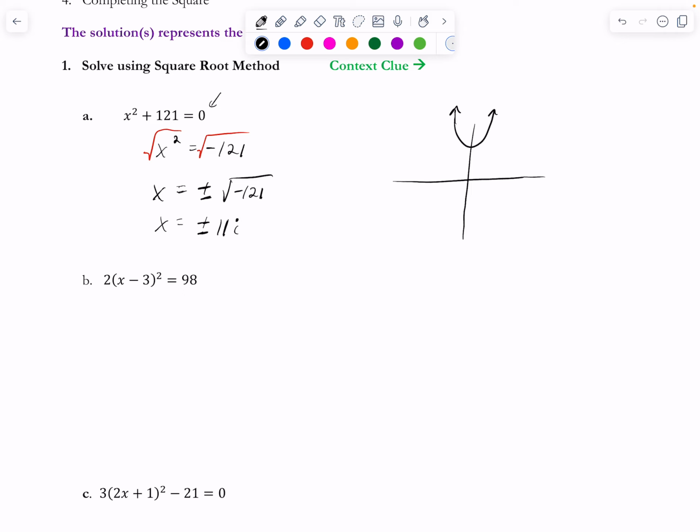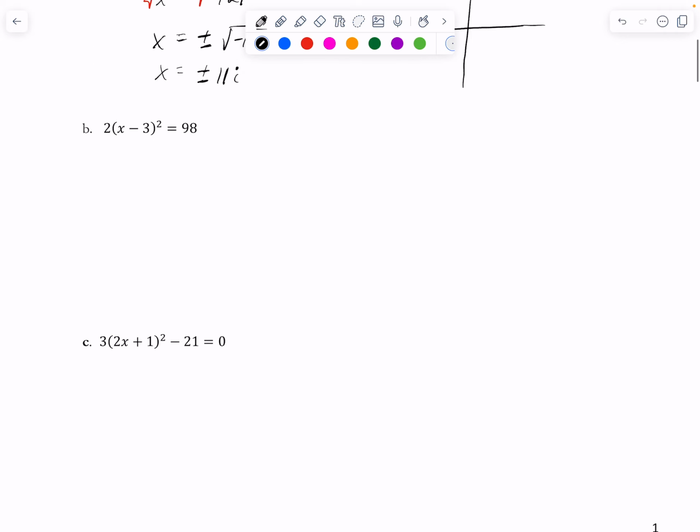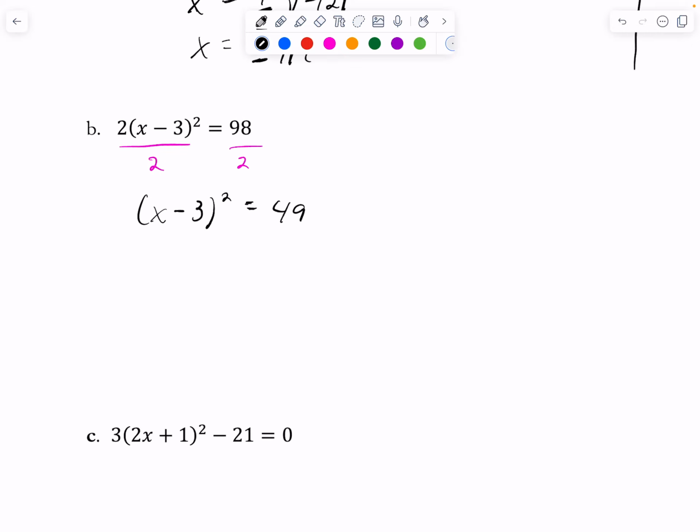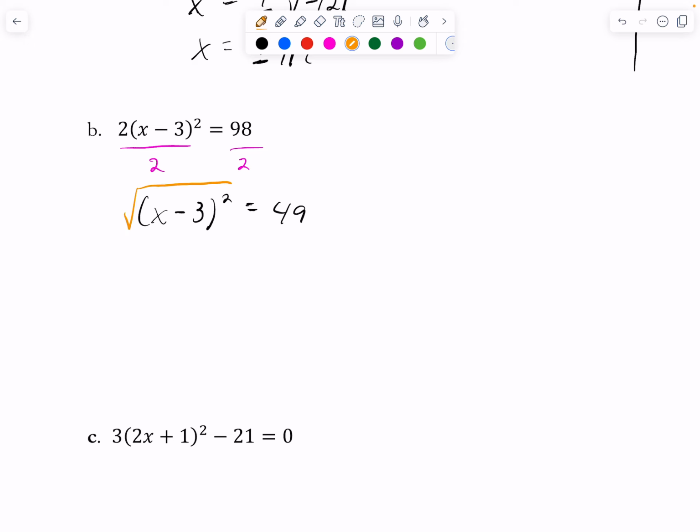Okay, let's do B. So I'm going to isolate for that x. The first thing I'm going to do is divide both sides by 2, which gives me x minus 3 squared equals 49. Now, I see that minus 3 there, but it is inside parentheses that are being raised to the second power. So the next step I have to do to undo these operations is take the square root of both sides. So now I'm going to have x minus 3, right, taking the square root of something that's squared. Those are inverses of each other, so they just go away.